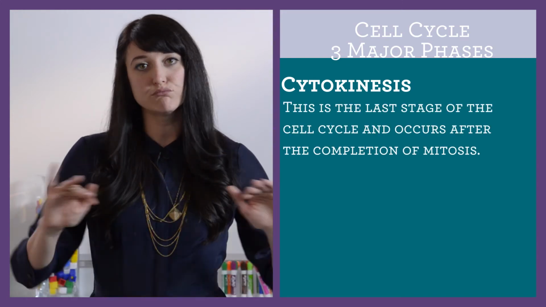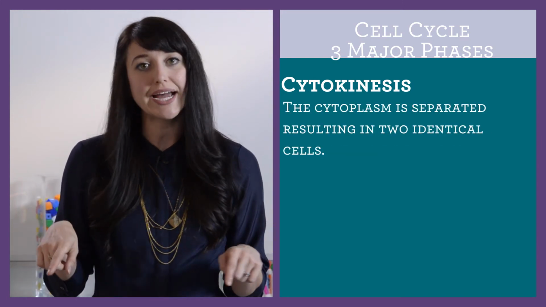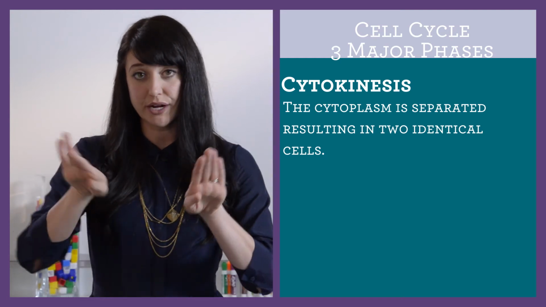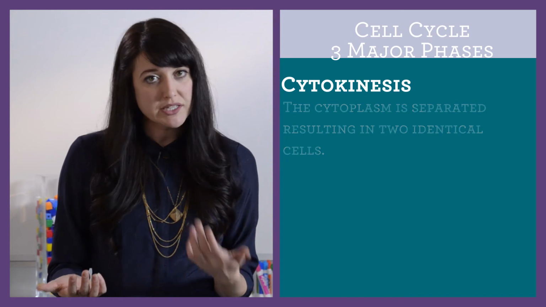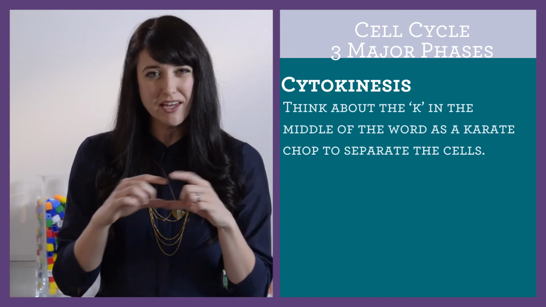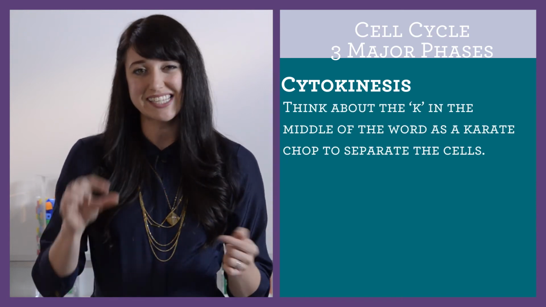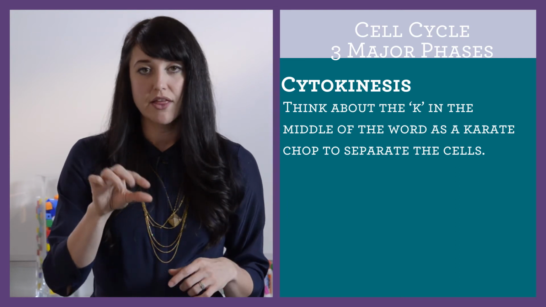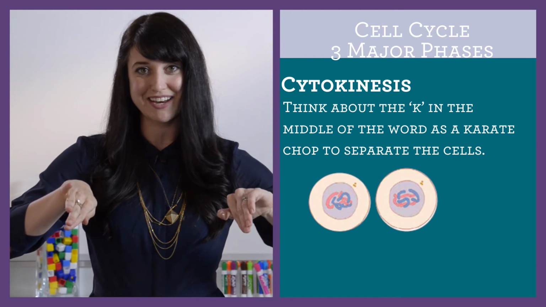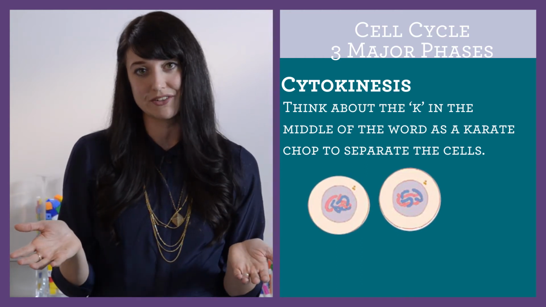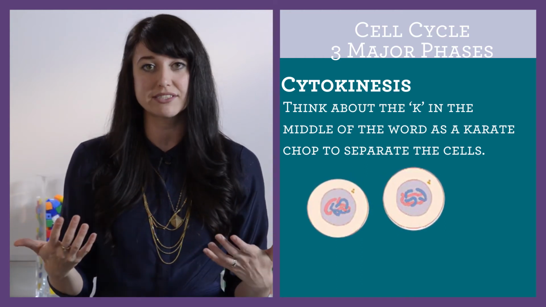The cytoplasm moves apart, creating 2 identical cells. The cell membranes also form around them to separate them. You can remember what cytokinesis is by thinking about the word. Cytokinesis has a K smack dab in the middle. That K you can think of as a big karate chop that chops them in half, creating two identical cells and completing the cell cycle.